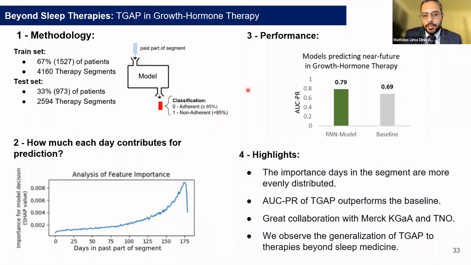When we talk about performance, the performance of our approach is still better than the baseline that we computed for them. They really like that. And what else I want to highlight is that this was a great collaboration with this institution, Merck KGaA and TNO. And in this last point, we observed the generalization of TGap beyond sleep medicine, right? In this case, we went to endocrinology.